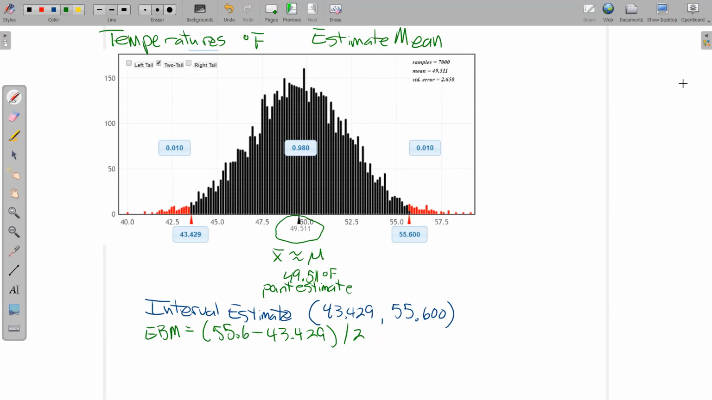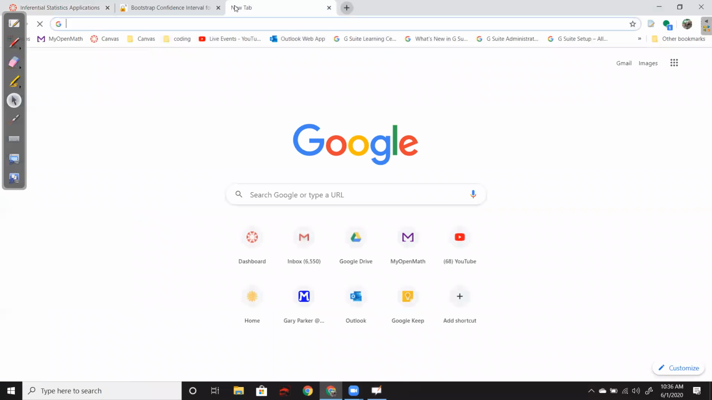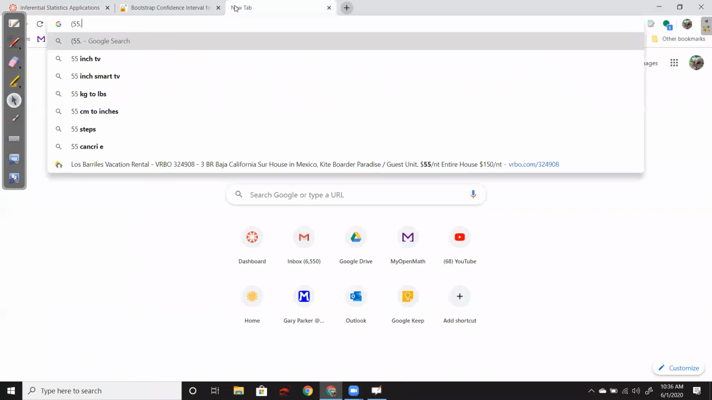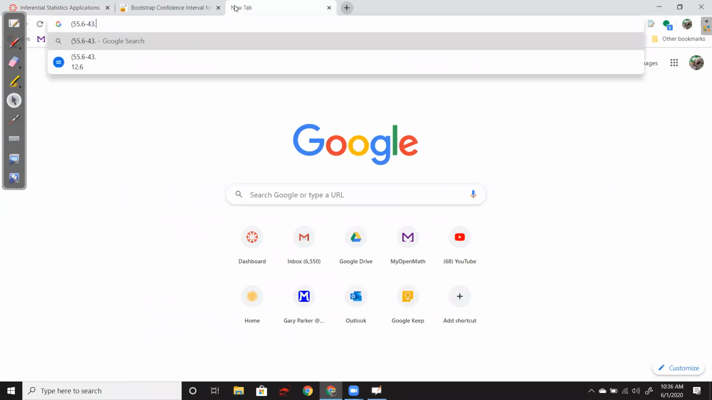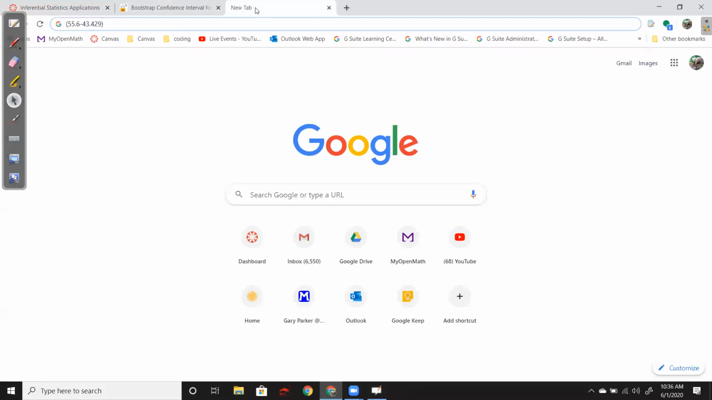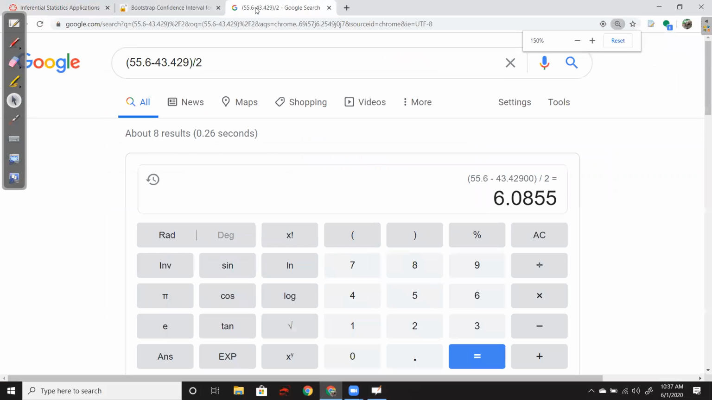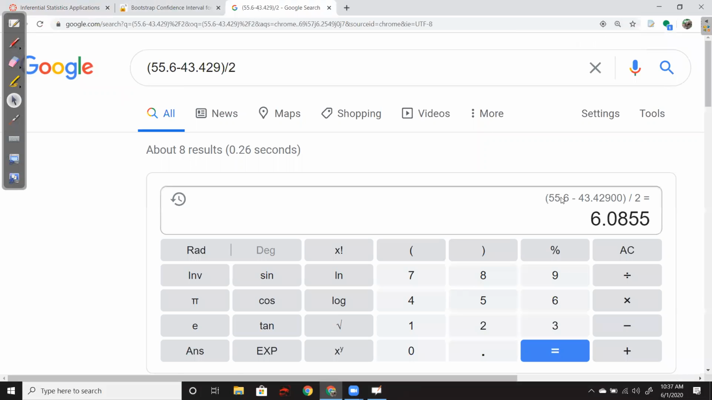So 43.429, calculator time. So parentheses 55.6 minus 43.429. Double check I typed those right. Yep. And then divide by 2. So close parentheses, divide by 2, and blow that up. So there's my calculation, 55.6 minus 43.429, cut it in half. So I have a margin of error of 6.0855.